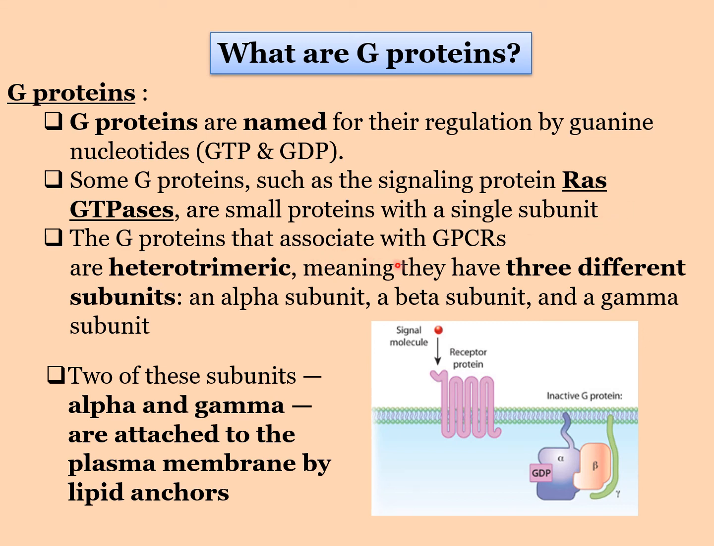The G proteins that associate with the G protein coupled receptors are heterotrimeric. That means they have 3 different subunits, an alpha subunit, a beta subunit, and a gamma subunit. In this figure, the G protein coupled receptor is shown as a 7 transmembrane receptor, and there are G proteins shown as an inactive protein complex, G alpha, G beta, and G gamma. Two of these subunits, alpha and gamma, are attached to the plasma membrane by lipid anchors. In the subsequent slides, I'll explain the significance of this attachment, how it helps the signal transduction through G protein coupled receptors.